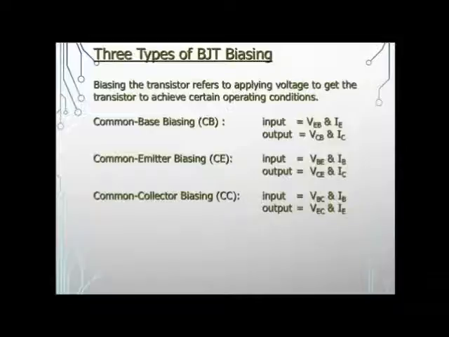In case of common base biasing, the input is VEB and IE, and the output which you get is VCB and IC. Similarly for the other two: for the common emitter, the input is VBE, that is the voltage across base and emitter, and the current is IB, but the output is VCE and IC. And coming to the third type, the common collector, or you can say emitter follower circuit, the input is VC and current is IB, but the output is VEC and IE.